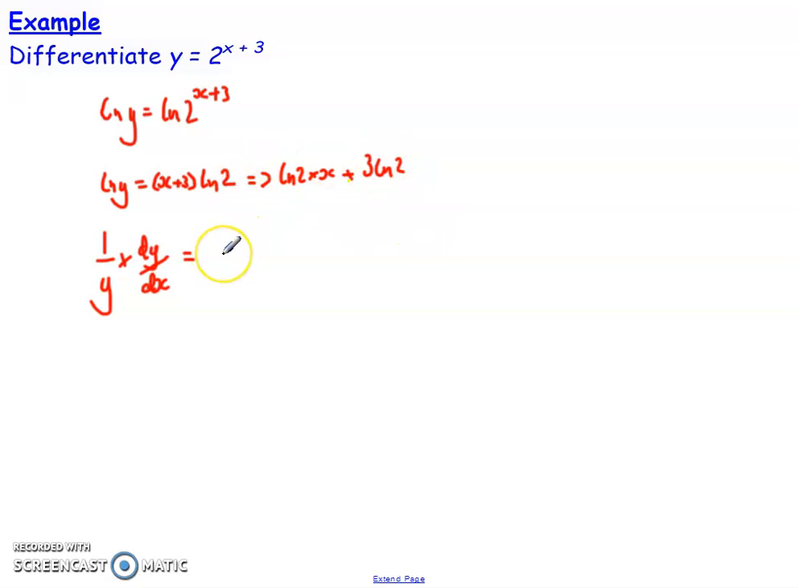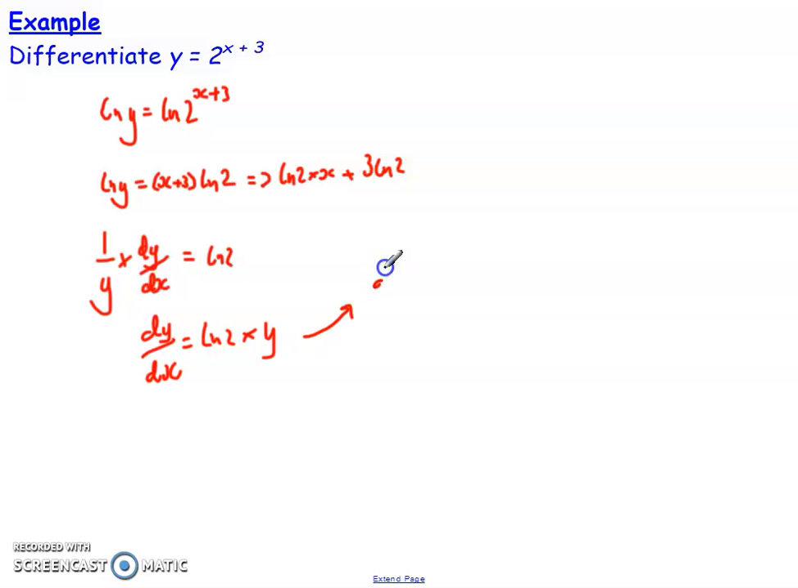So if we were to do that, what would happen is when we take the derivative of that, what we would end up with is quite simply ln 2. What I can then do is shift the y across here, so I end up with dy by dx equals ln 2 times the y, and what I can now do is substitute back in for my y, and I can get the equation completely in terms of x.